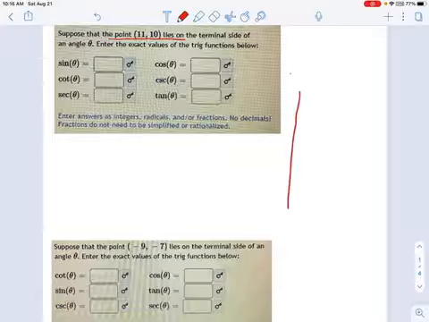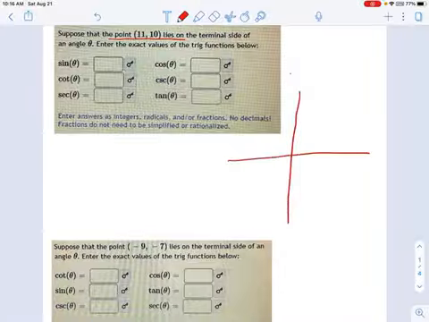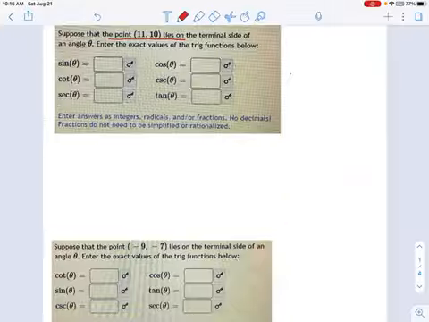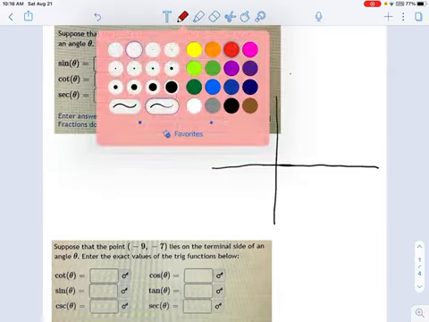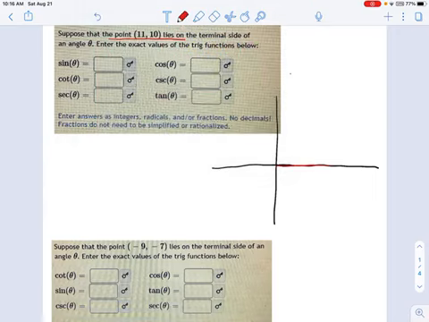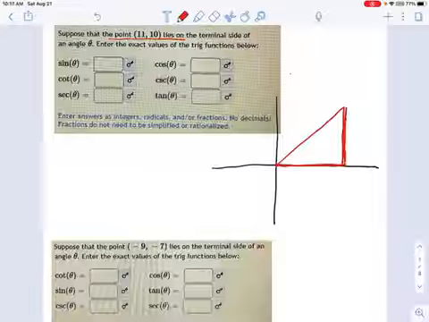Okay, here's my picture. I've got a standard coordinate plane with straight axes like this, and I have a point 11, 10. So what is that? That's like 11 over and 10 up. It is not important to be accurate in these triangles. Just draw yourself a triangle. That's always step one in these trig problems. Draw yourself a triangle and try to put the axes in the right places.